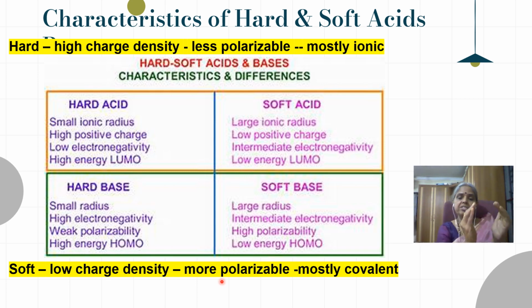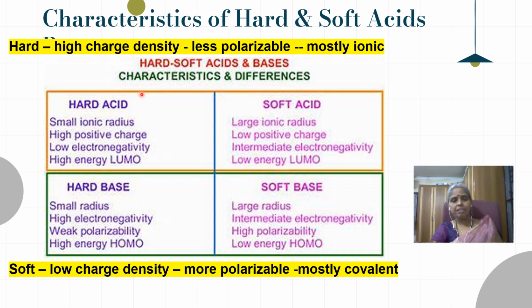So, soft acids and soft bases are polarizable, because of their big size and low charge, whenever a particular charged species approaches them, they get polarized. That means poles will be formed, a positive pole and a negative pole within the same species. So, soft means low charge density, more polarizable, and they form mostly covalent compounds. Whereas hard means high charge density, less polarizable, and they form mostly ionic compounds.